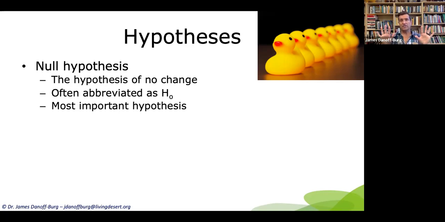So if we get a significant difference, we can reject the null hypothesis. And the null hypothesis is the hypothesis of no change, of no difference, of no impact, right? So really, the null hypothesis is the most important hypothesis, because that is the hypothesis that your statistical tests are testing. So if you find a significant result in your statistics, you have rejected the null hypothesis, right? So you can see why many people, statisticians especially, call the null hypothesis the most important.